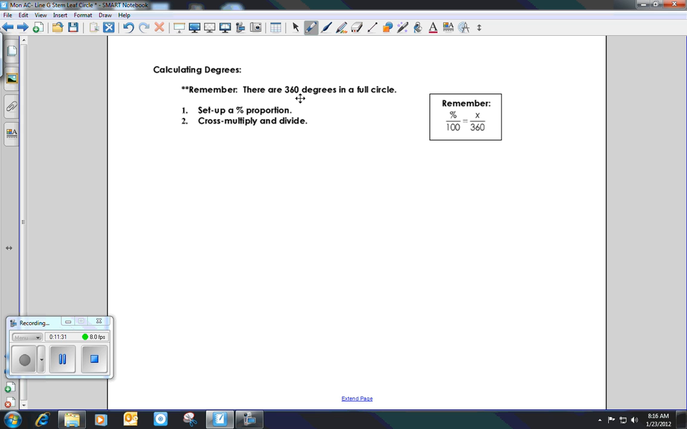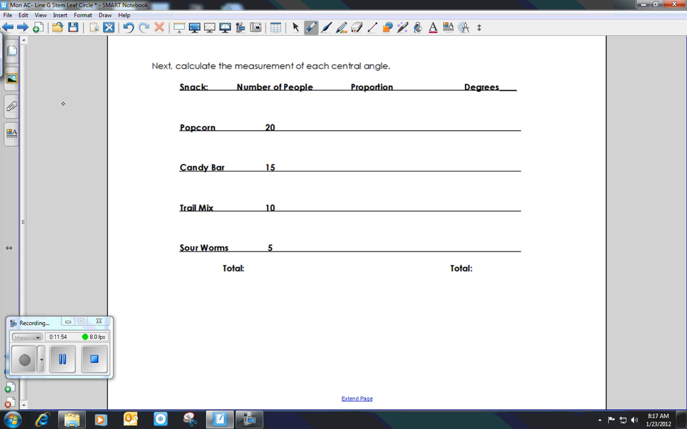Now, we can also take our percents and calculate degrees. So if I have something that's 20% of a circle, okay, 20% out of 100, and how many total degrees are there in a circle? That's 360 total degrees, and I put X on the top. And now I can calculate by multiplying across 20 times 360 and dividing by 100 to tell me how many degrees that would be. So in this same thing here, I had 20 out of 50.